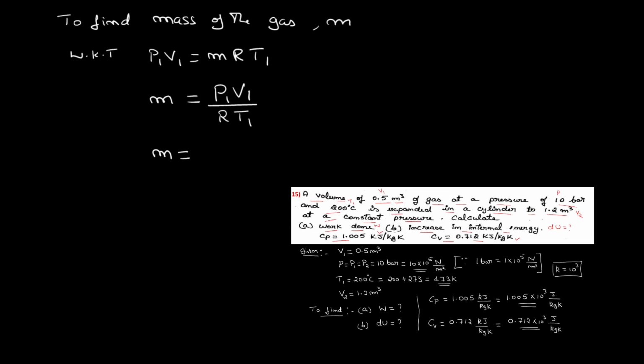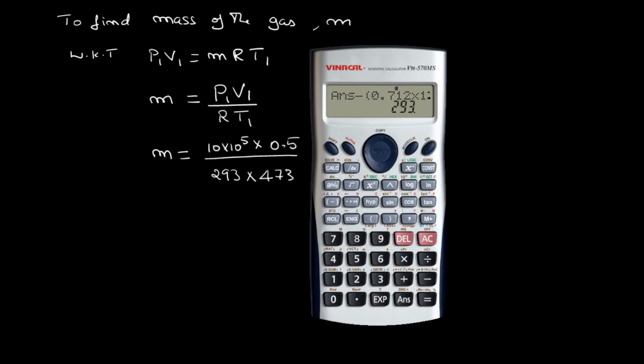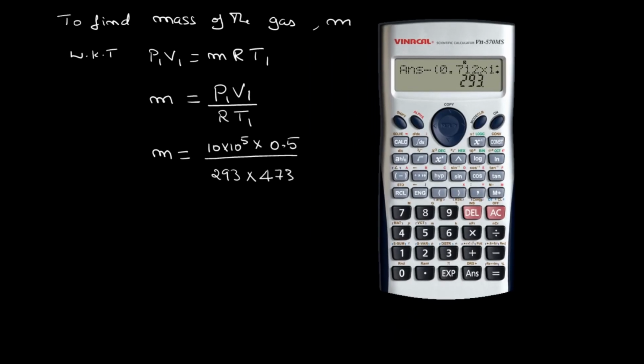Simple substitution. P1 is nothing but 10 into 10 to the power of 5 multiplied by initial volume 0.5 meter cube, divided by R value. Just now you have calculated the value of R is 293 joule per kg Kelvin, multiplied by the value of initial temperature in terms of Kelvin, 473. So let me take the calculator. Here the value is 293. I will type answer equal to, the display value is 293 multiplied by 473 equals, so there is some answer here.